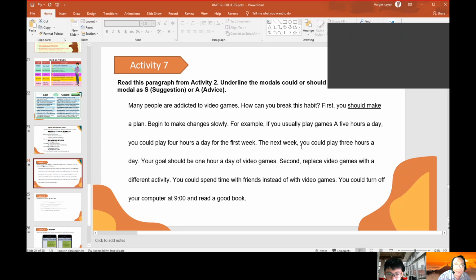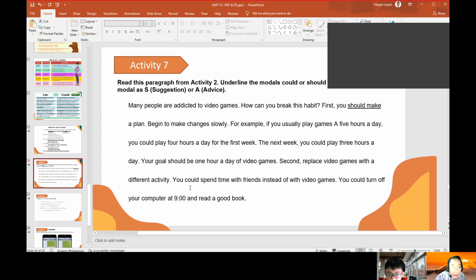Next, you could play. Yes, could play. So it's a suggestion. She is just suggesting that he or she could play at least 4 hours a day for the first week. And then another one, also could play. Yes, could play again. And of course, this one is a suggestion again. And then, should be 1 hour a day. So is it a suggestion or an advice? Advice. It's an advice.